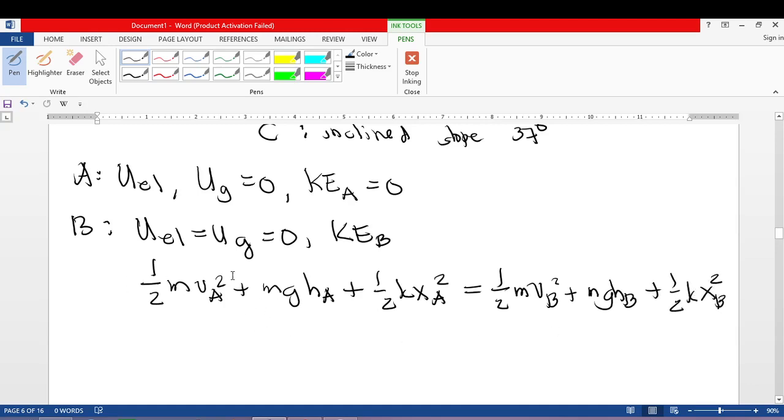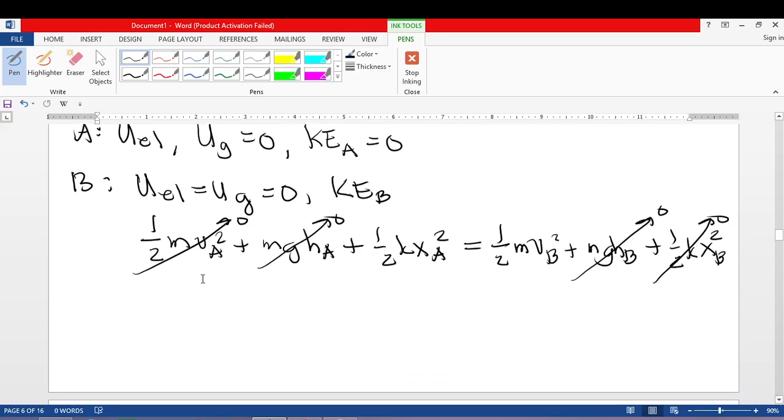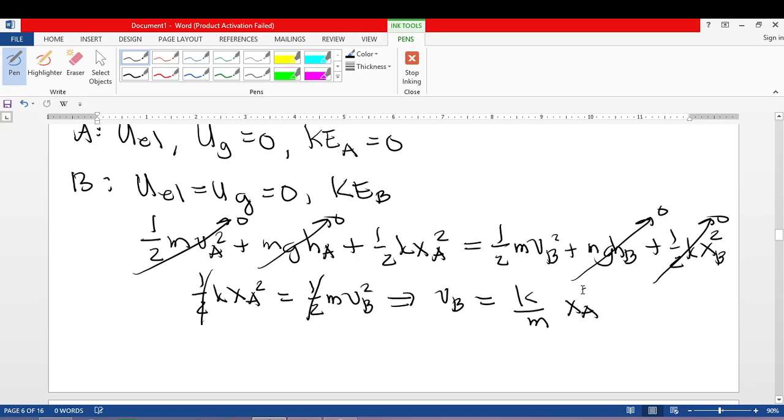So at point A walay gravitational, walay kinetic energy. At point B walay elastic or gravitational kay ground level naman siya. So what's left is this one. So we have 1/2 kx_A squared is equal to 1/2 mv_B squared. Then find v_B. So we just have to cancel 1/2. So your v_B here is equal to the square root of k over m times x_A squared. So we just have to review that one if you want. So then put all of the values.